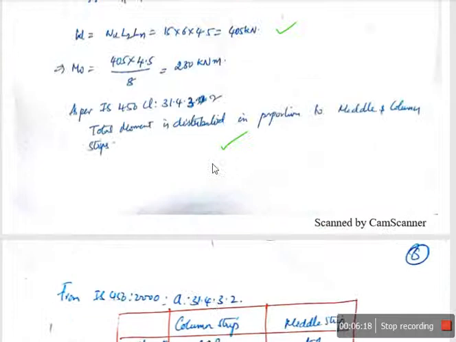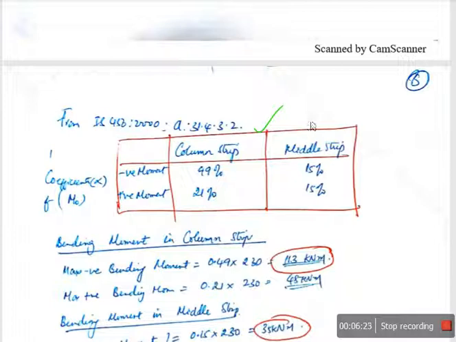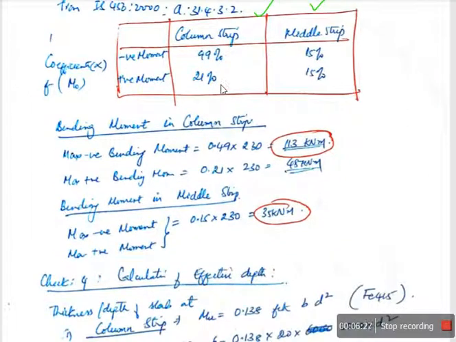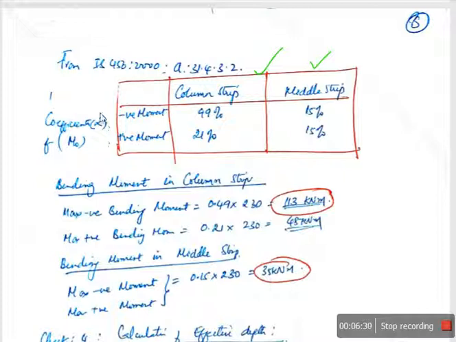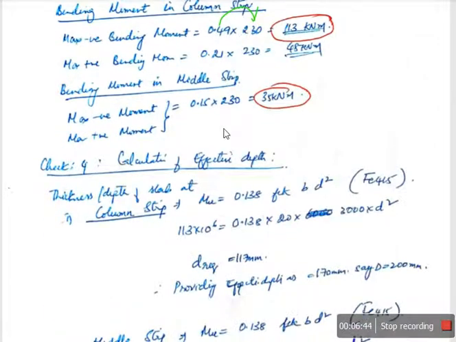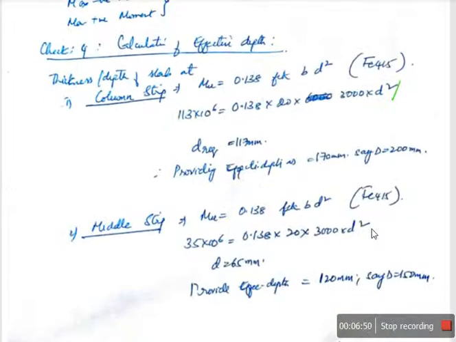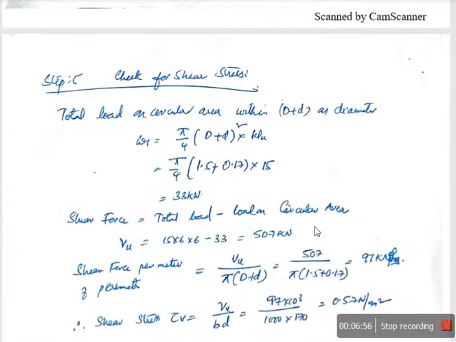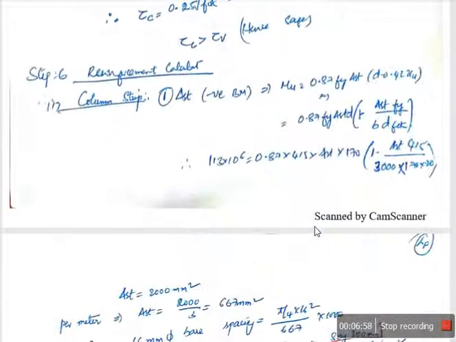This bending moment, whatever you get, 280, is divided into column strip and middle strip in certain ratios. These ratios depend upon the alpha values given in the table. By multiplying these values directly with the bending moment, you will get the positive and negative bending moments in the column strip, and in a similar way the positive and negative moments in the middle strip. With these bending moments, we'll provide the steel, check our depth provided, calculate the steel, and detail it.